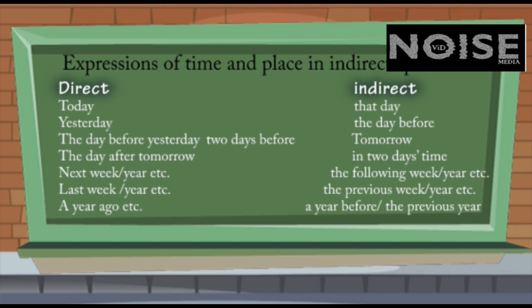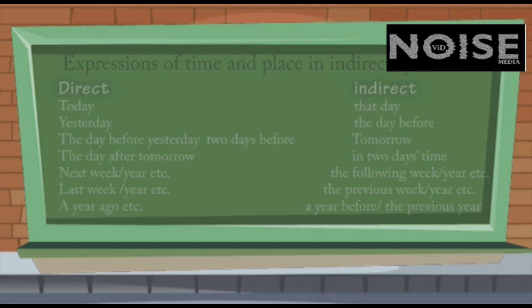in two days' time. Next week or next year become the following week or the following year. Last week becomes the previous week, last year the previous year. A year ago becomes a year before or the previous year. Examples, I'm going to give you a few.